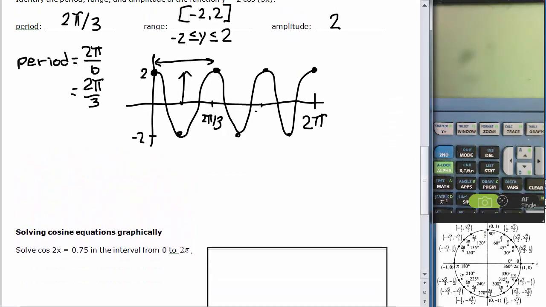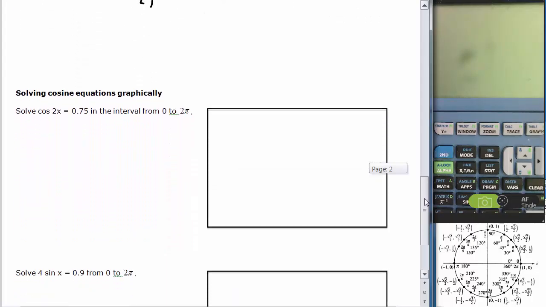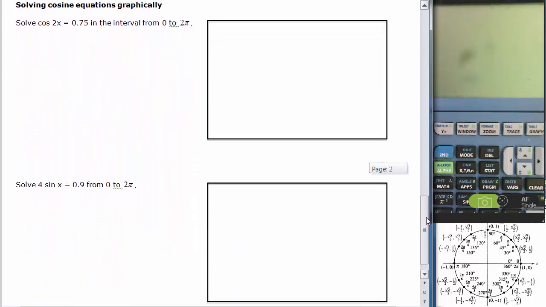Now, we can use graphs to solve equations as well. So we're going to look at a couple ways of solving cosine equations graphically. Let's start with the equation cosine of 2x equals 0.75 in an interval from 0 to 2 pi. What is this function going to look like? Well, let me start off with my horizontal axis right here. Draw a little vertical axis right here.